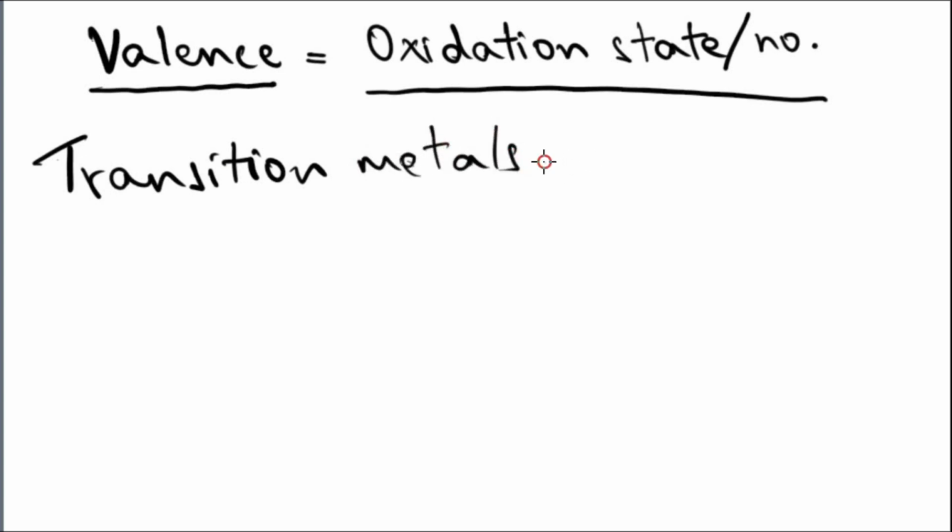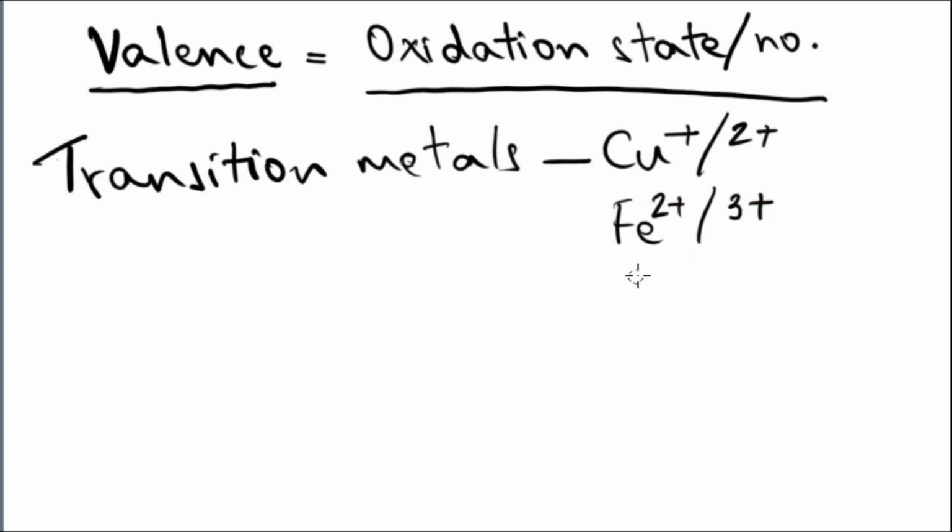Okay? So some examples of transition metals is copper. You have +1 and +2 forms. They can differ. Then you have iron, +2 and +3. Then you have chromium, which is +2, +3, also +6. It can change. You have manganese, which can be +2, it can be +7.